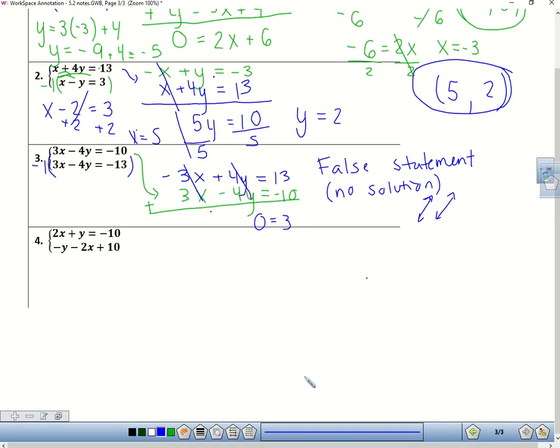So the next one is a little bit tricky. The reason it's tricky is because what do you notice is wrong with these variables? Are they in the same order as each other? No. So I'm going to reorder it. I'm going to rewrite the first one as is, and for the second, I'm going to put the negative 2x first, and then the negative y second. All I did was reorder the terms, I just flipped them around. Does anybody have any questions about what I did?